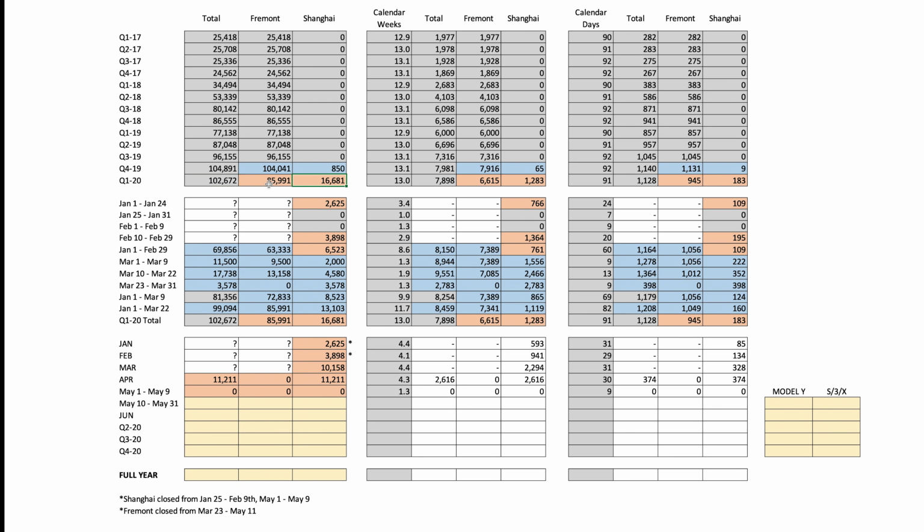That means about 86,000 vehicles were produced in Fremont over the 13 weeks of the quarter. That's about 6,600 vehicles per week, but of course, we know we had shutdown time. If we exclude those final 9 days of the quarter when Fremont was not operating, so the last 10% of the quarter, if we're looking from a purely calendar day perspective, then the shutdown-excluded weekly production rate from Fremont in Q1 was about 7,300 vehicles per week.